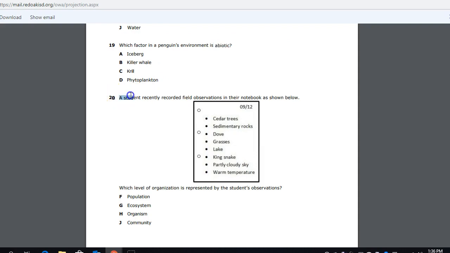20. A student recently recorded field observations in their notebook as shown below. So they saw cedar trees, sedimentary rocks, doves, grasses, the lake, a king snake. It was partly cloudy outside and it was warm. Which level of organization is represented by the students' observations? What are they describing right here? All of this put together. Are they describing a population, an ecosystem, an organism, or a community?